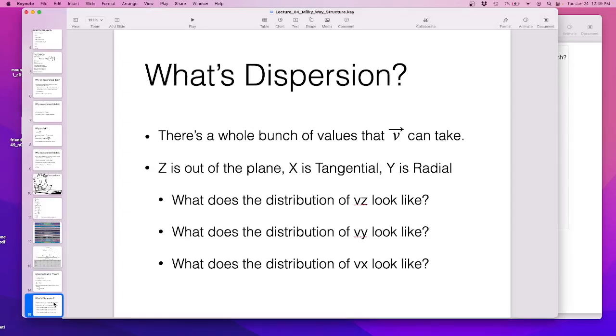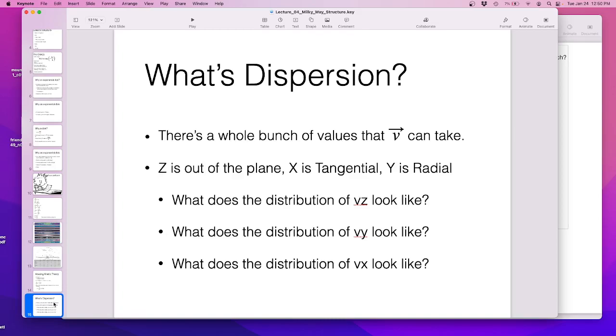So there's a whole lot of values that the velocity can take. So we want to know what velocities it can take. Okay, z is out of the plane, x is the tangential velocity, and y is the radial velocity. Then what does vz look like? Well, its average is 0. Otherwise the galaxy would be moving. And they are, but that's boring, and I don't care about it, so we'll take off that velocity, so the galaxy is not moving. So the average z velocity is 0.